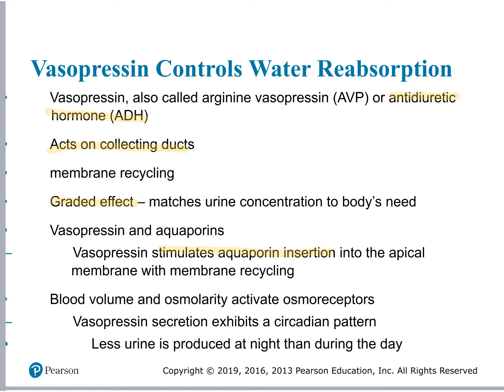I would like to point out that vasopressin is secreted in a certain pattern during your circadian rhythm. As we sleep during the night, less vasopressin is released, so that less urine is produced at night than during the day.